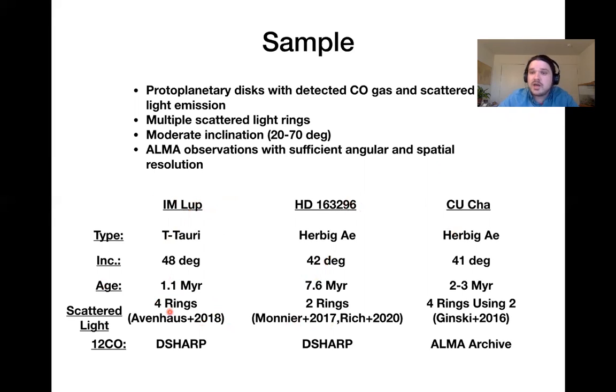IM Lup and CU Cha have 4 rings, however, we're only going to use the 2 inner rings for CU Cha, as the outer 2 were detected via total direct imaging, not scattered light, and the data reduction can influence the shape of those rings, thus influencing the true measured height. For the 12CO gas, the data from IM Lup and HD 163296 is courtesy of the DSHARP survey on their online archive, and then CU Cha is directly from the ALMA archive.